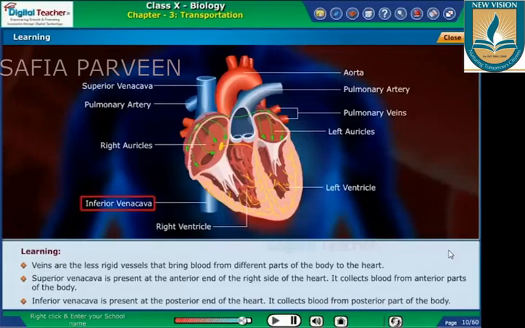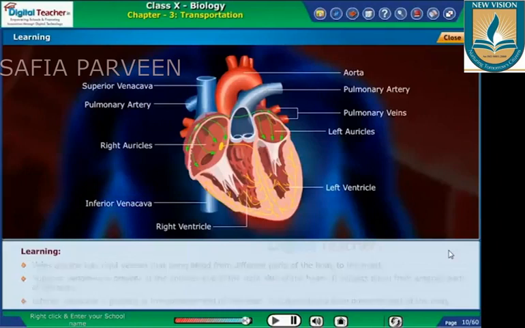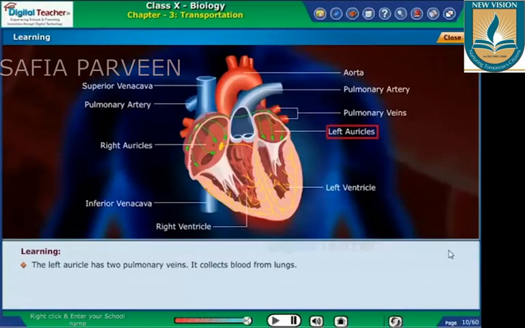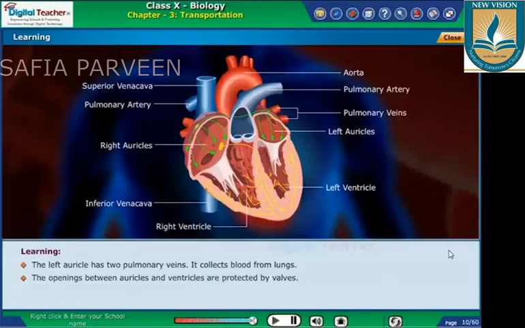Inferior vena cava is at the posterior end of heart, which carries the blood from posterior parts of the body like stomach, hands, legs, etc. Left auricle is distributed with pulmonary veins. Pulmonary veins are red in color. They are the only veins that carry oxygenated blood. They carry the oxygenated blood from lungs. The openings of auricles and ventricles are protected by valves.